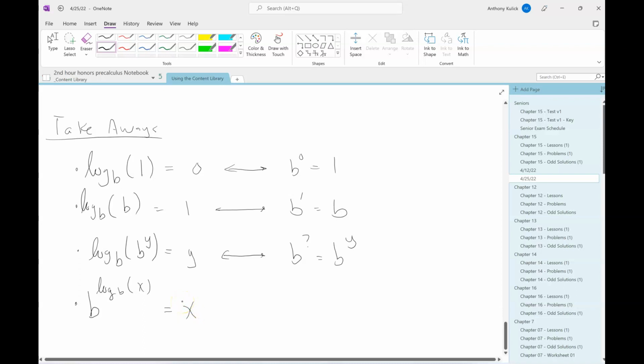Just has to equal x. Again, why? Because if I take the log base b of both sides of this equation, it simplifies down to log base b of x equals log base b of x.